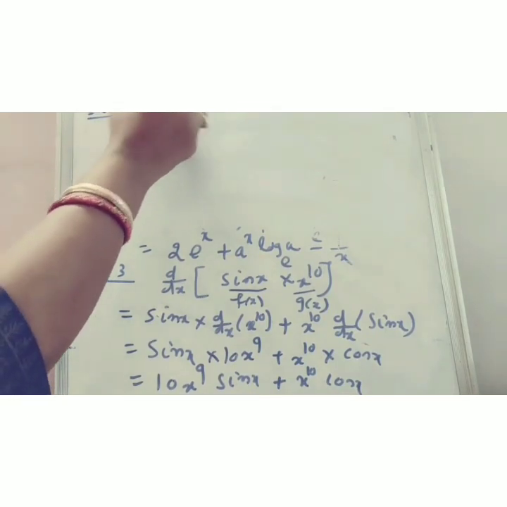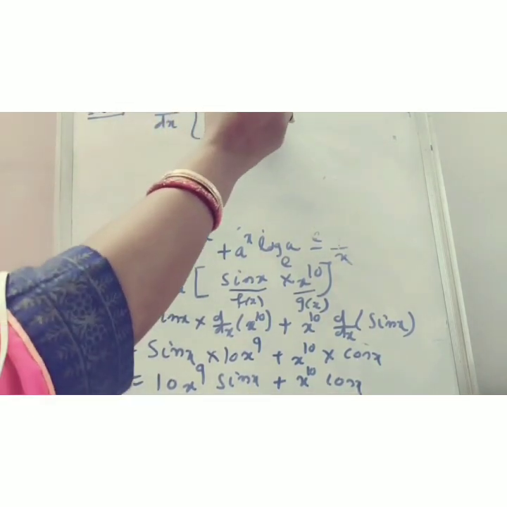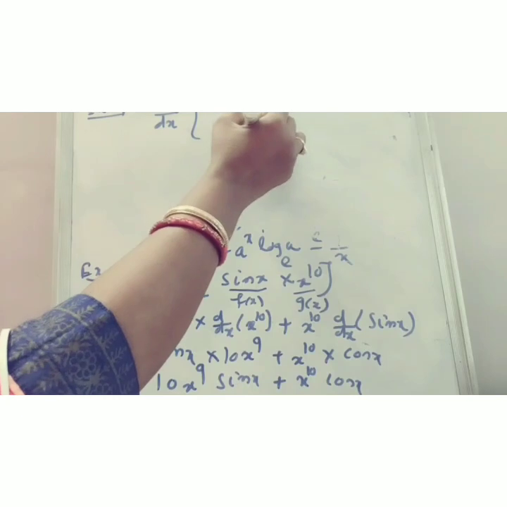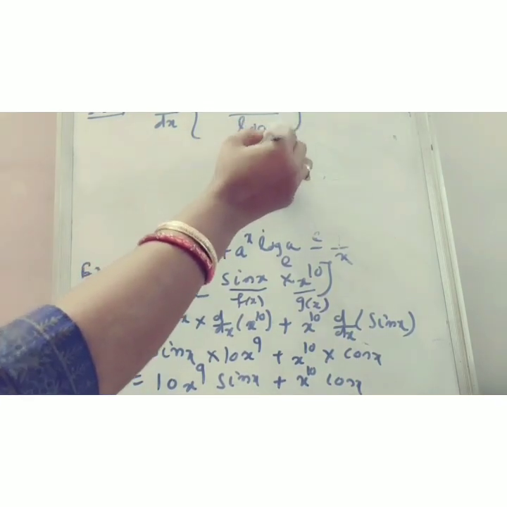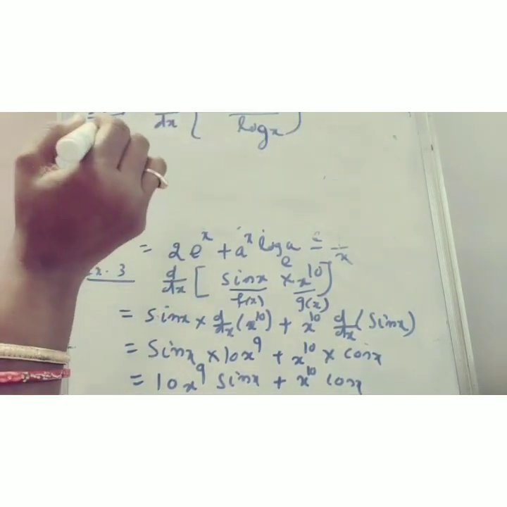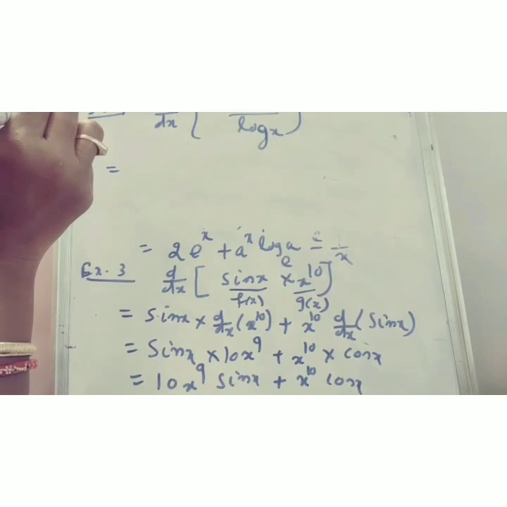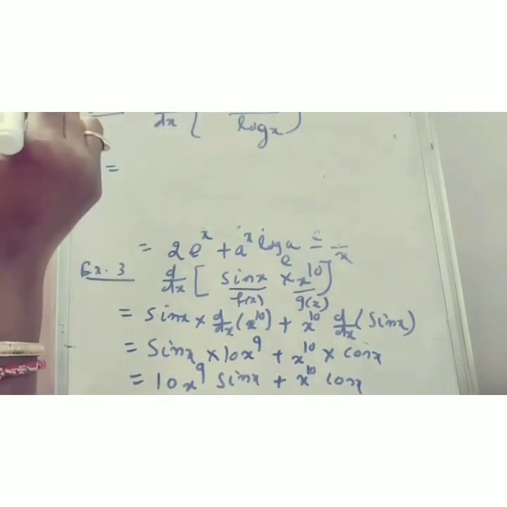d by dx of sin x by log x. Now f of x is your sin x and g of x is your log x. So apply the quotient rule. What does your quotient rule say? Denominator into derivative of numerator.